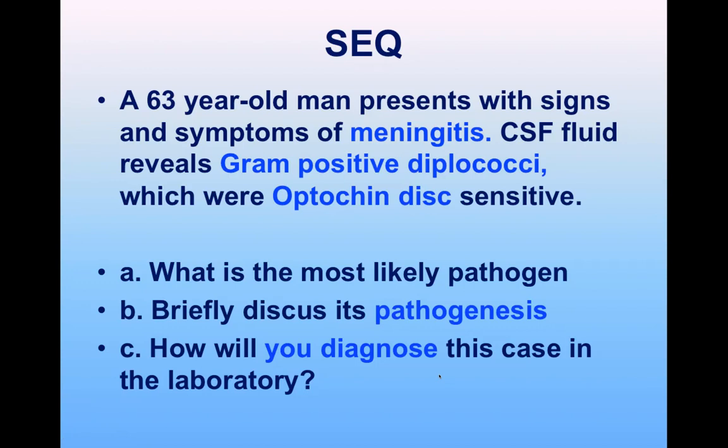So this is a type of SCQ that you get in your exams. A patient presenting with signs and symptoms of meningitis, CSF is going to show you gram-positive diplococci, which are optochin disc sensitive. Now, this optochin disc is an identification disc for Strep pneumoniae. We have already discussed the bacitracin disc, which was an identification disc for Strep pyogenes or group A streptococci. Give the pathogenesis and the lab diagnosis.